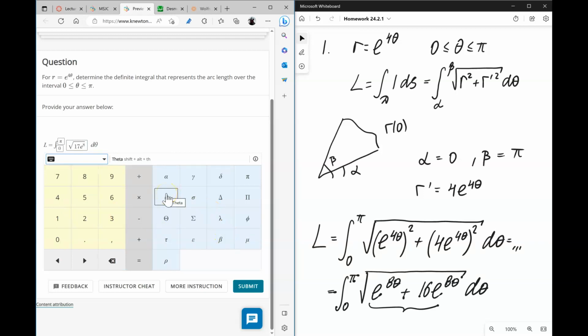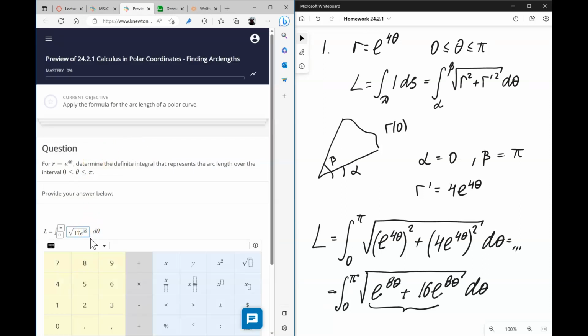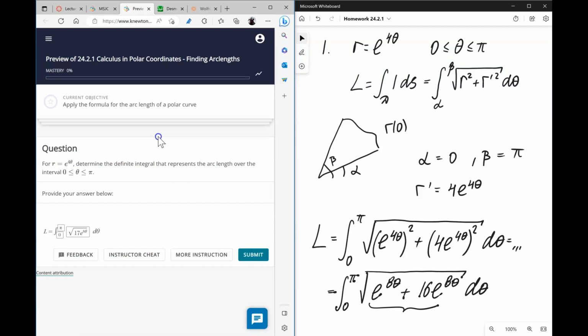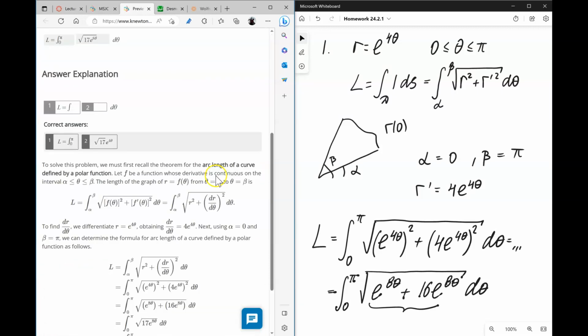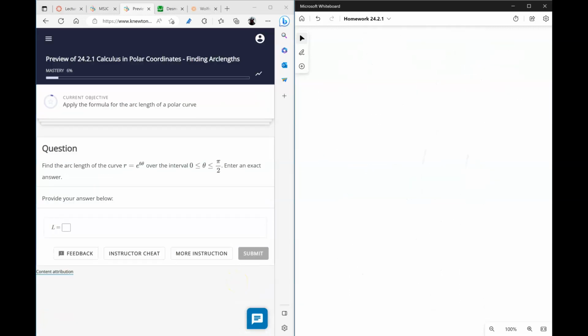Shift Alt TH. Next time I try to enter it, oh, maybe, let me try. Shift Alt TH. Oh wow, it worked. That's pretty cool. Alright, well, that's the integral. Great setup. Let's do another problem.